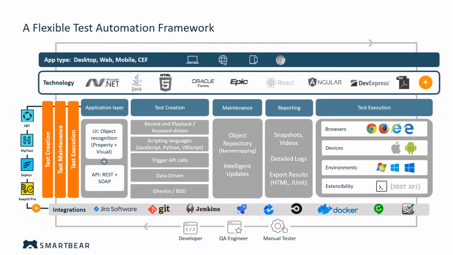And finally, the tool has to integrate into your existing ecosystem in the most seamless way possible. Right? On the far left, we have our own set of testing tools. So CVT is our cross-device, cross-platform device farm that we have in the cloud. So you can test on different configurations. HipTest is our collaborative BDD tool. Zephyr is our test management tool, and SoapUI Pro is our flagship API testing tool. And then we have other very common tools such as Jira, Git, Jenkins, Docker, Selenium, Cucumber, and many other tools that generally reside in your ecosystem.